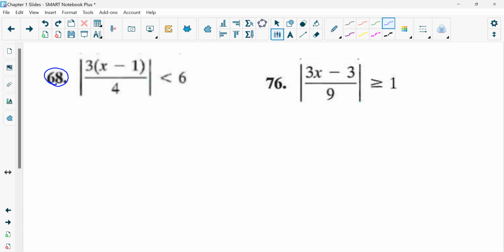All right, for 68, that absolute value is already isolated. Okay, there's nothing outside of the absolute value. So right away, we can go ahead and write two separate inequalities. And again, we make the right one greater than -6 then.